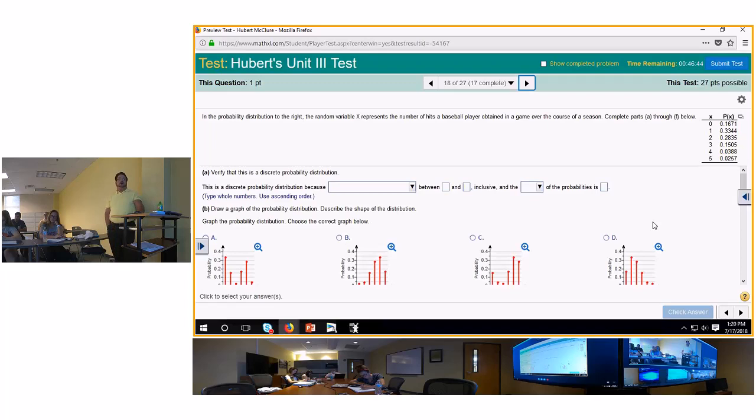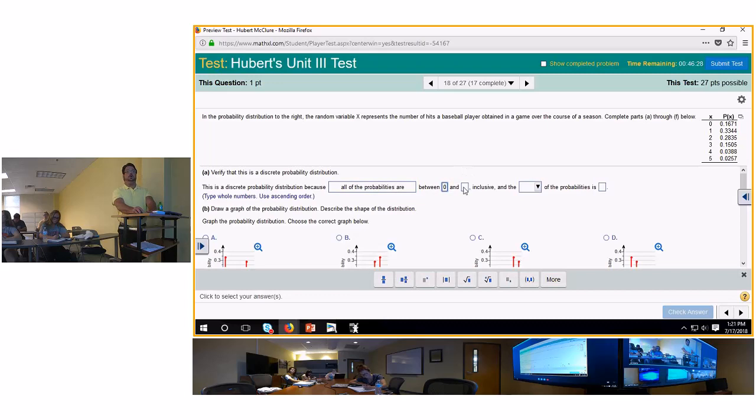Okay? Verify that this is a discrete probability distribution. This is a discrete probability distribution because all the probabilities are between 0 and 1, and add them up. Somebody add them up to make sure.